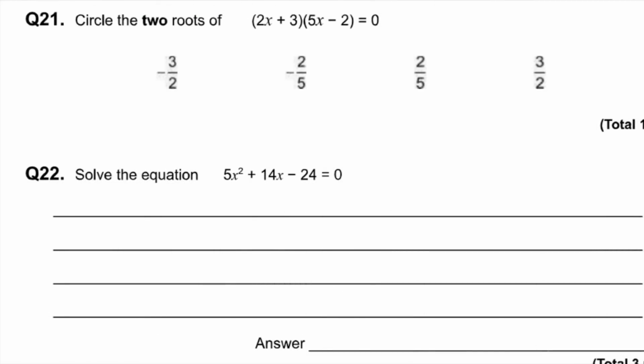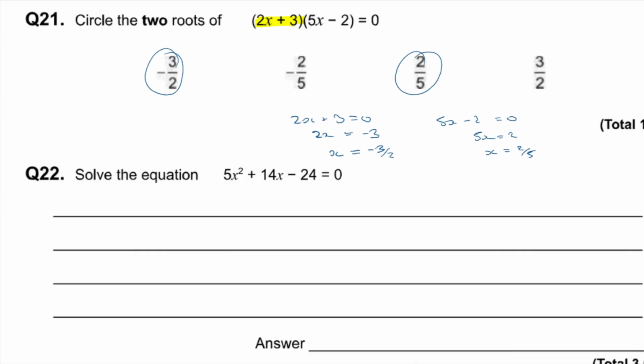Question 21, circle the two roots of (2x plus 3)(5x minus 2) is equal to 0. Again, let's look at this one here. If 2x plus 3 is equal to 0, then 2x must be equal to minus 3, so x must be minus 3 over 2. So that's one of them. I need to find the other one. If I've got 5x minus 2 is equal to 0, that means 5x is equal to 2, x is equal to 2 fifths then, so it's that one there.